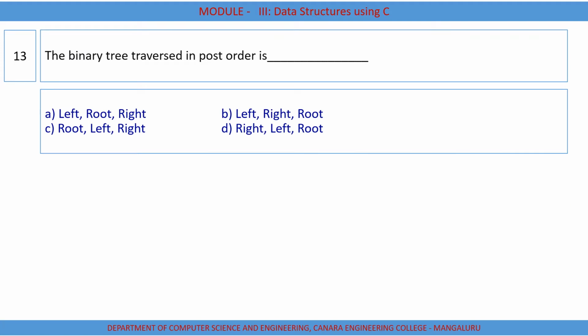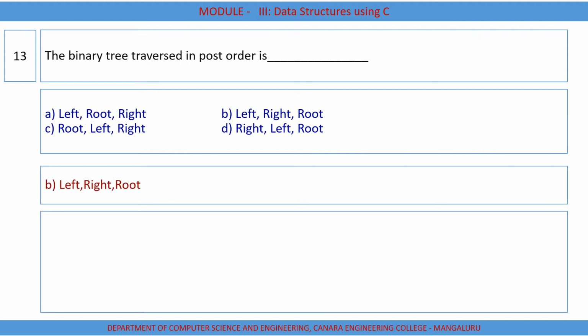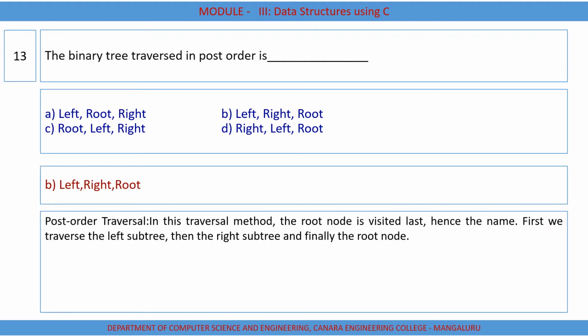The binary tree traversed in post order is, as I already mentioned in the previous slide, that post order means you start with the root node. You keep visiting all the left subtree first, then you finish the right subtree, then finally visit the root node. So the answer for this question is B, because first you finish the left subtree, then you finish traversing the right subtree, then finally visit the root node. So left, right, and root.